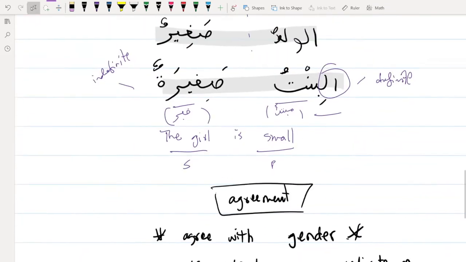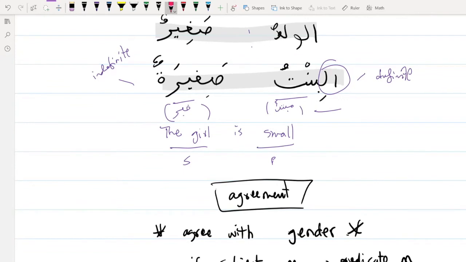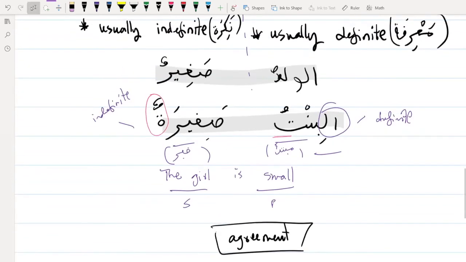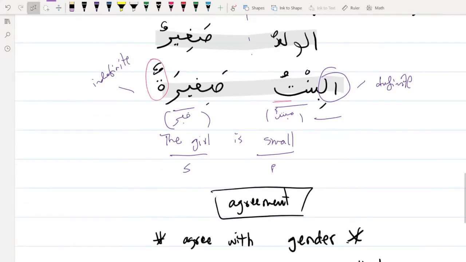And you can see that's exactly what's happening here. Al-bintu, al-bint is girl, and we're saying saghira. So you cannot say al-bintu saghirun, nor can you say here al-waladu saghiratun. So the gender needs to match.